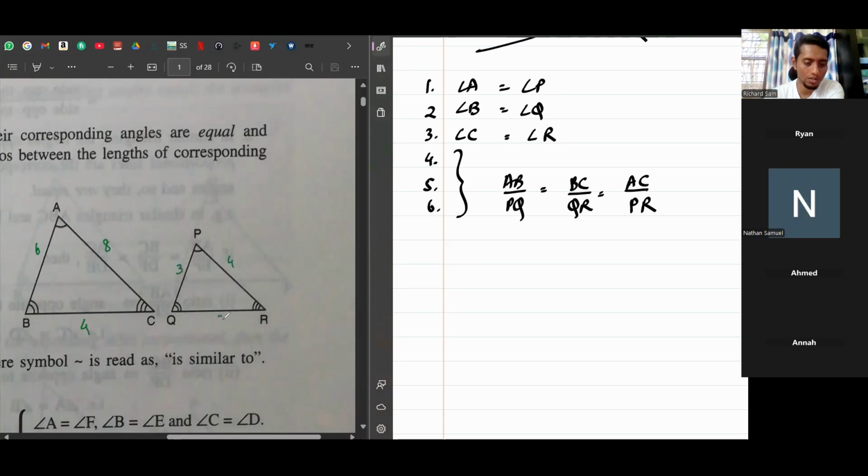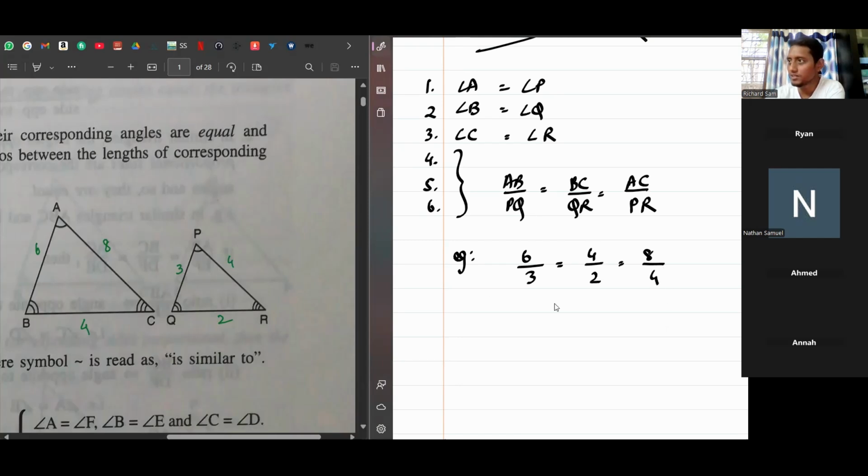3, 4, 2. Look at the sides. Okay, let's apply these values in this formula. How much is AB? 6 upon PQ, 3. Is it equal to the next set of corresponding sides? BC is 4 upon QR is 2, and AC 8 and 4.